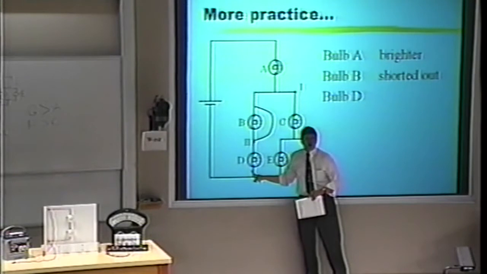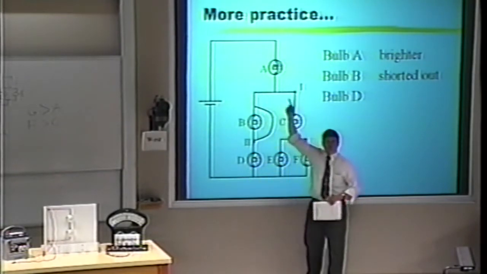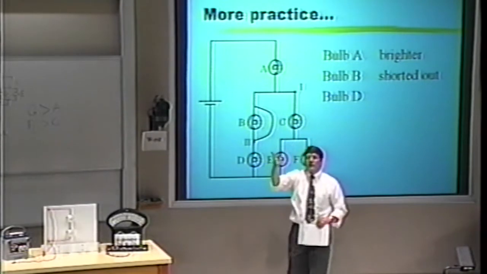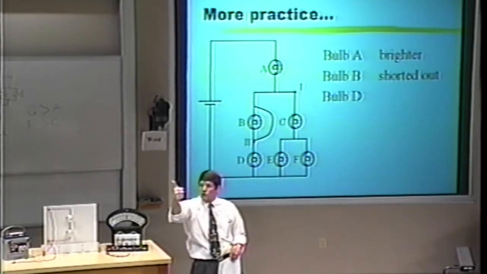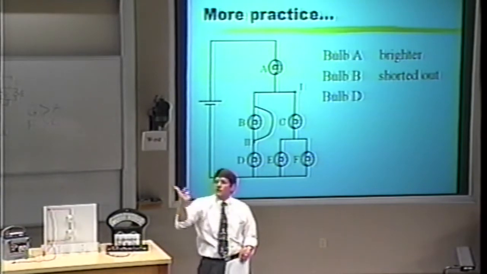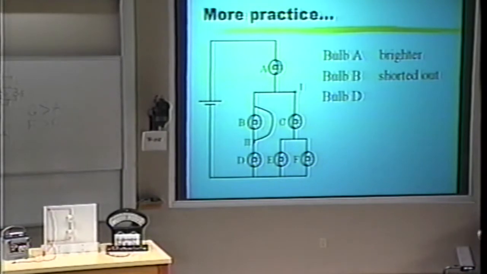Oh, and by the way, there's more total current to divvy up. So both of those changes are making D brighter. There's more current through the battery, and D's share of that total current just went up. Okay, so D gets brighter. What about bulb C?